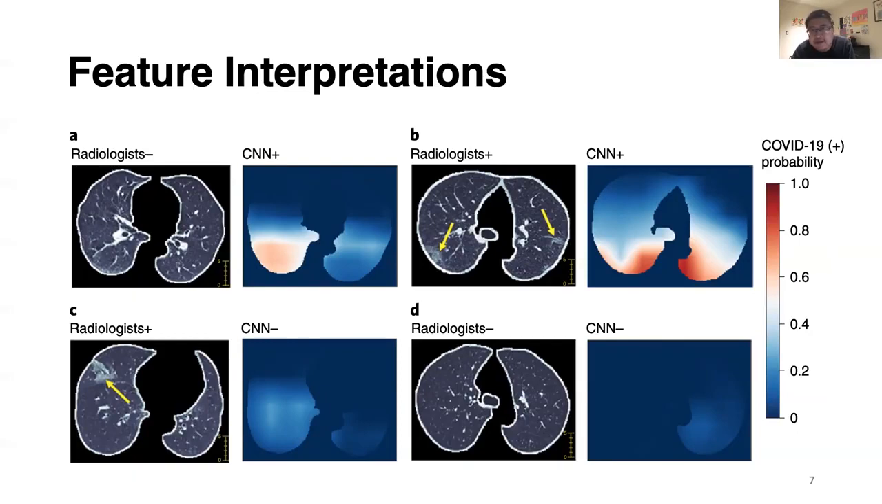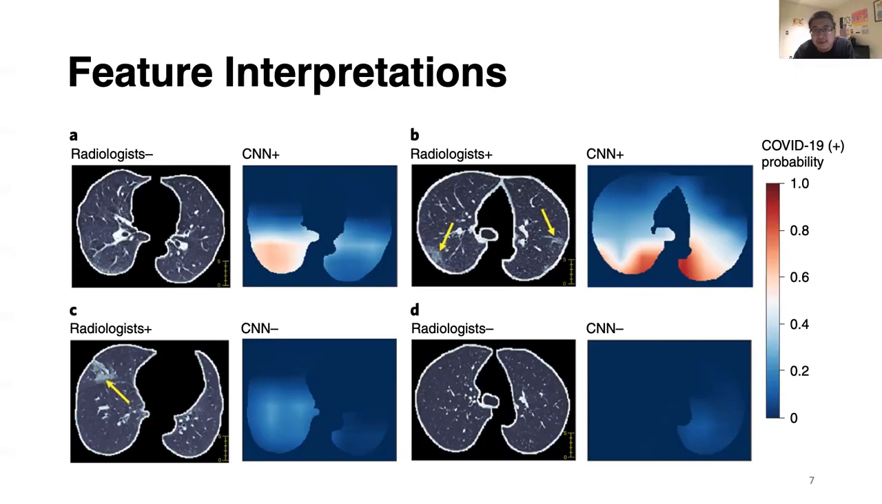And A is a 51-year-old female with fever and history of exposure to SARS-CoV-2. The CNN model identified abnormal features in the right lower lobe, which is indicated as a white color, whereas the 2 radiologists labeled the CT as negative. Section B is a 52-year-old female who had a history of exposure to SARS-CoV-2 and presented with fever and a productive cough.